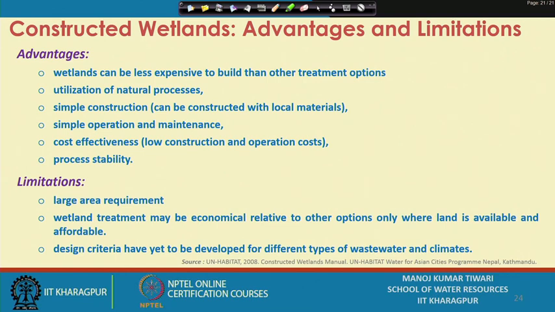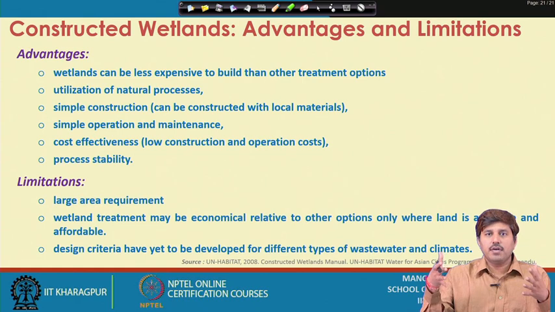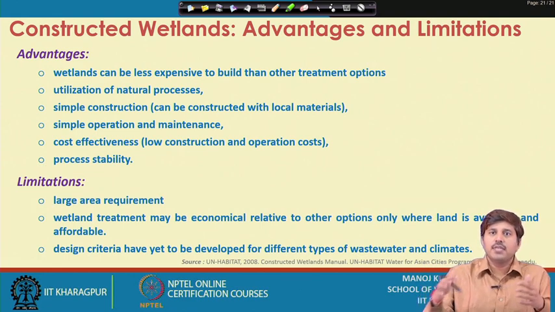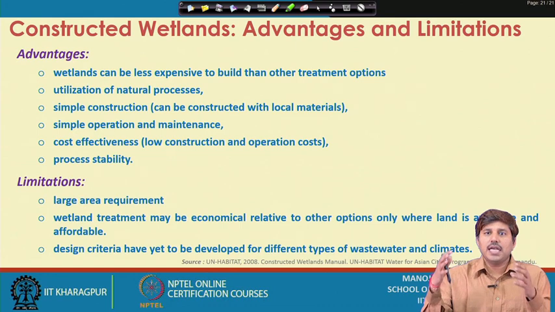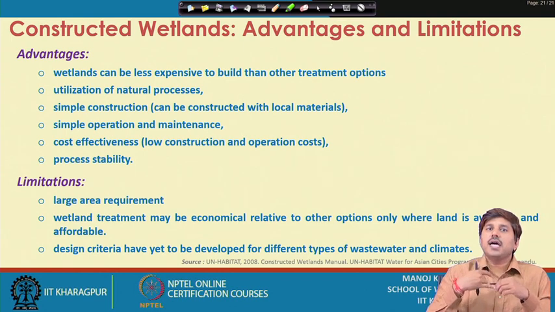If we see the advantages and disadvantages, wetlands can be less expensive to build than other treatment options. Their cost is very low, the major cost is of land only. That is the major component of the wetland cost. Otherwise, the construction is simple, they utilize mostly natural processes, and it can be constructed with various local materials. The operation and maintenance is also quite simple, not much control is needed. Overall they are quite cost effective, and the process is more or less stable. On the disadvantages or limitation front, there is a large area required.